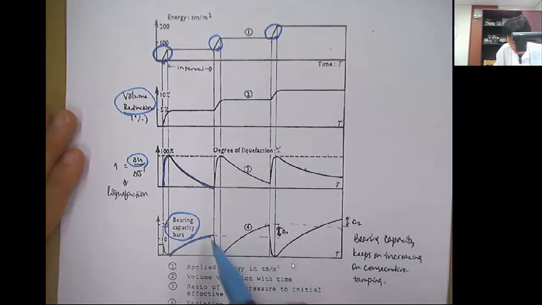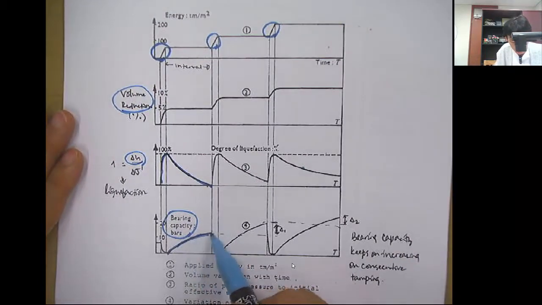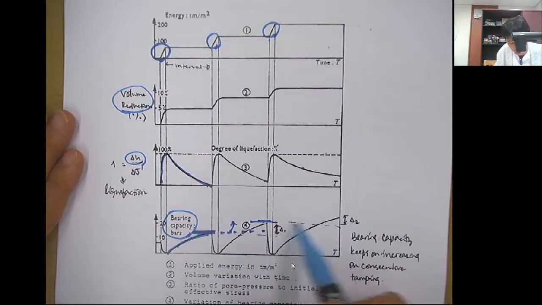So bearing capacity here, the first drop is here, and after the second drop, it slightly increased, right, by this much. And then the third drop, it also increases a little bit. So bearing capacity keeps increasing gradually with the consecutive tamping.